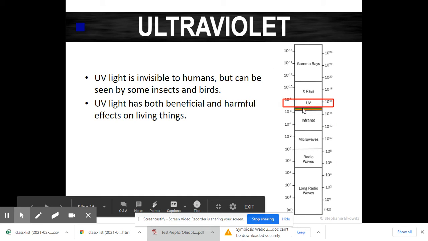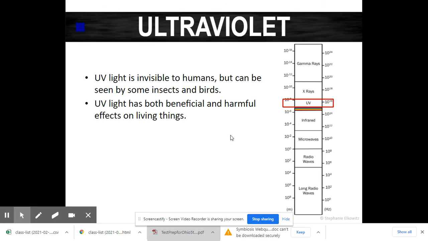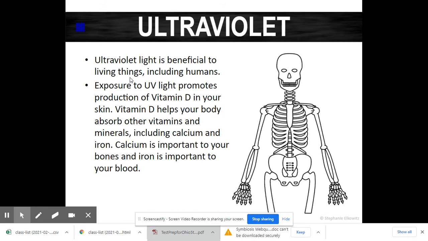Our next form, moving on up, is UV light or ultraviolet. This is invisible to humans, but it can be seen by some insects and birds. UV light has both beneficial and harmful effects on living things. It's beneficial to living things, including humans.